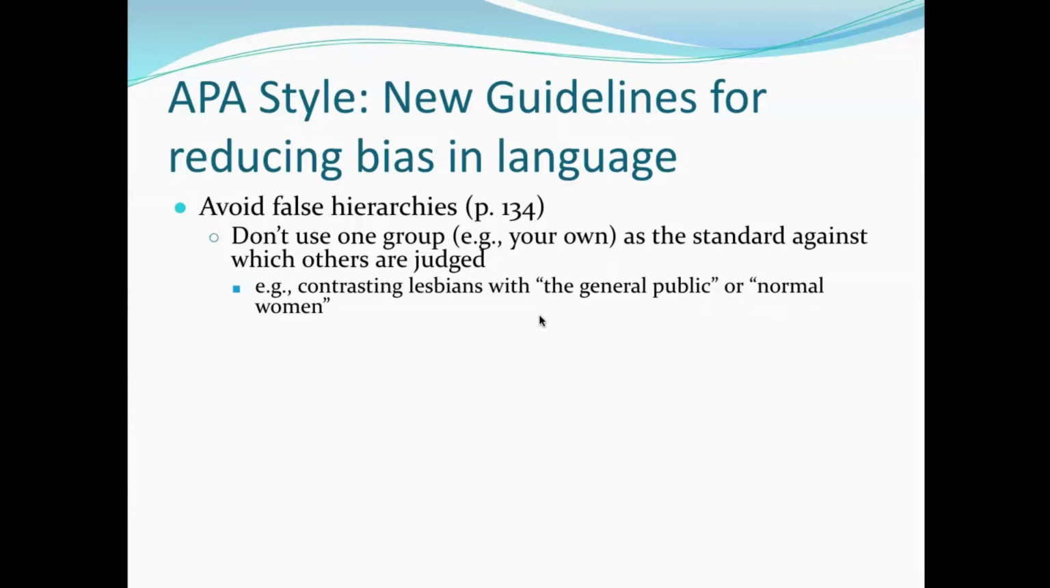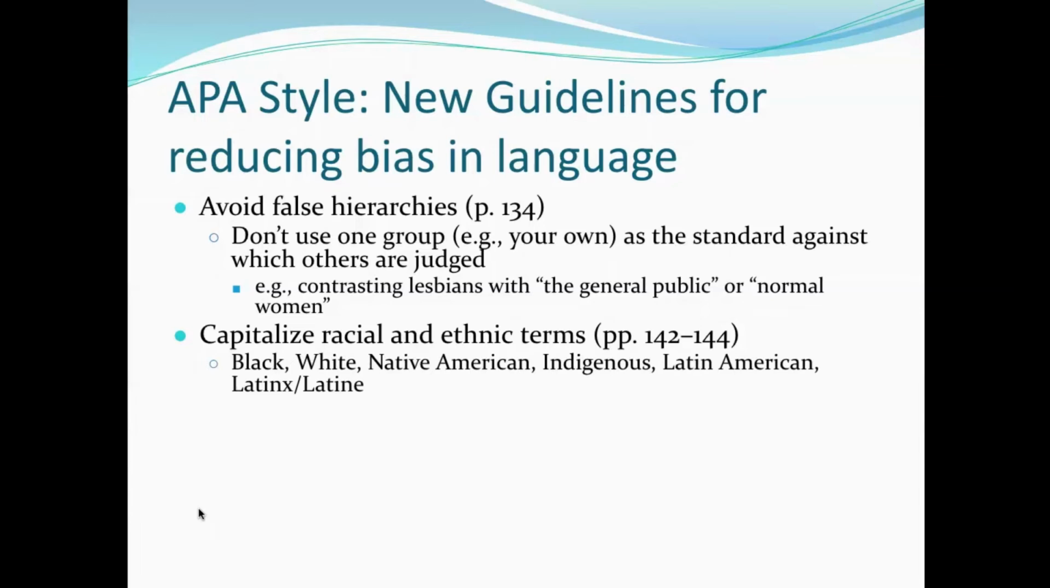So just think about that and be as specific as possible. Another part of APA style is to capitalize all racial and ethnic terms. So when you're writing in APA style, you should be capitalizing all of these terms that describe racial and ethnic identities. That includes in APA the word Black, the word white, as well as any other term like Native American, Indigenous, Latin American, or Latinx or Latina. These are terms that are gender neutral and are not assuming a gender binary.